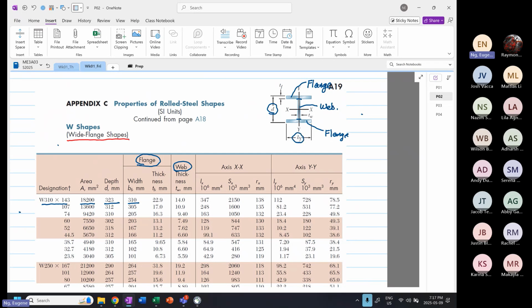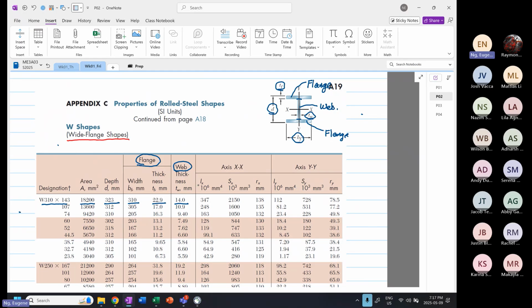Flange, that's our BF. Then you have the thickness of the flange, this is our TF. And then we have the web thickness, so this is our TW. Okay, so by looking at the names, you are more or less familiar with where the part is and where the associated dimension is. Please get comfortable with this.